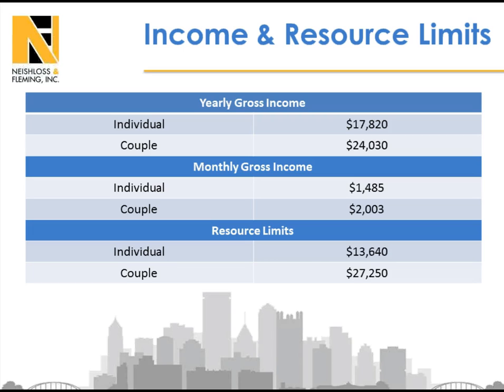So the yearly gross income for an individual is $17,820. If they're a couple, it would be $24,030. That breaks down into a monthly gross income for an individual, $1,485. For a couple, it would be $2,003. The resource limits for an individual are $13,640, and for a couple, it's $27,250.